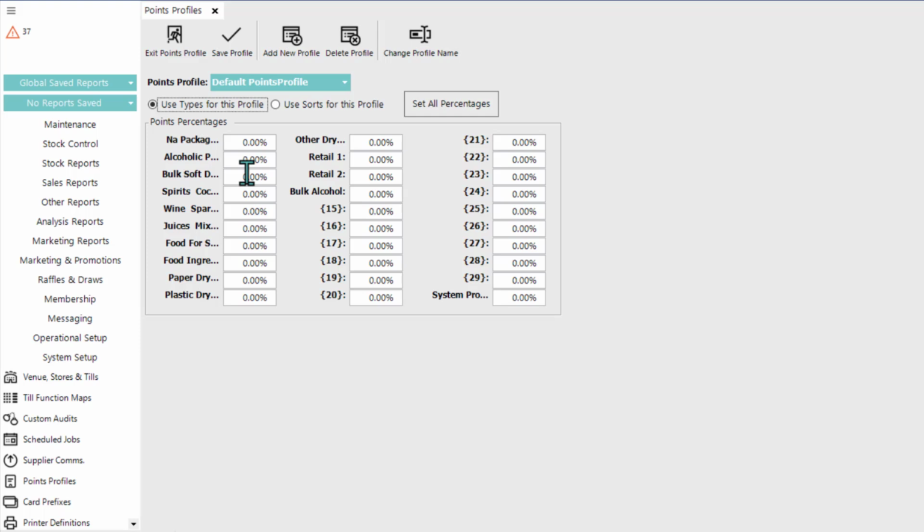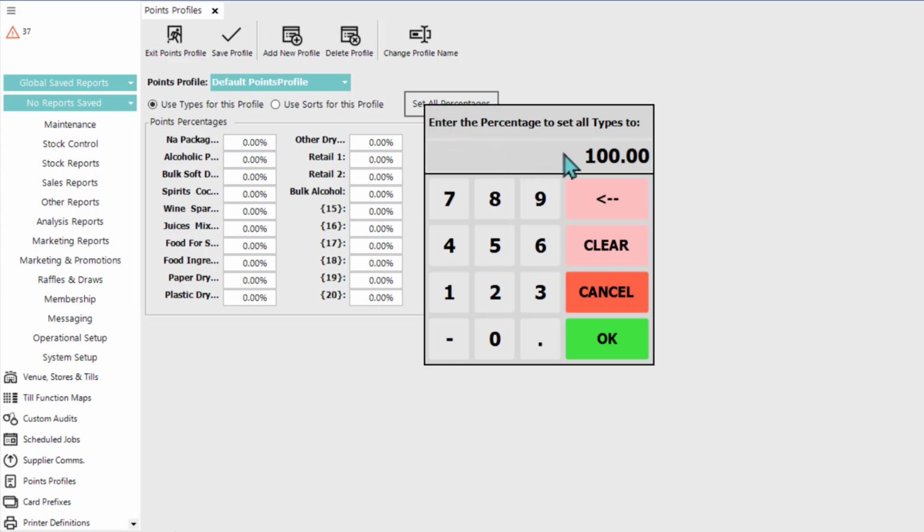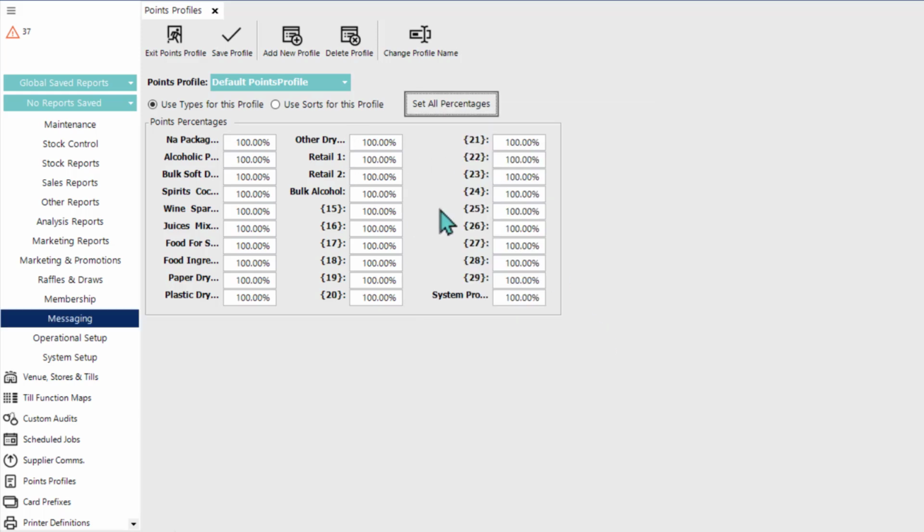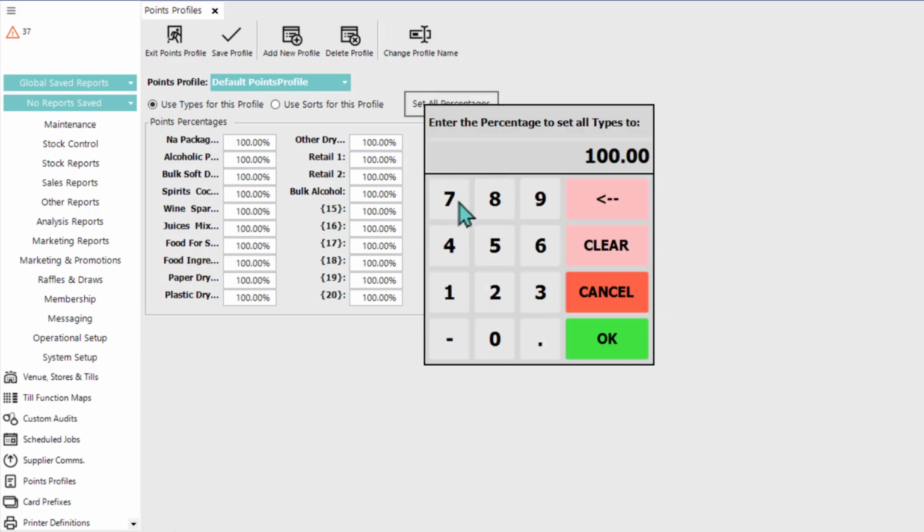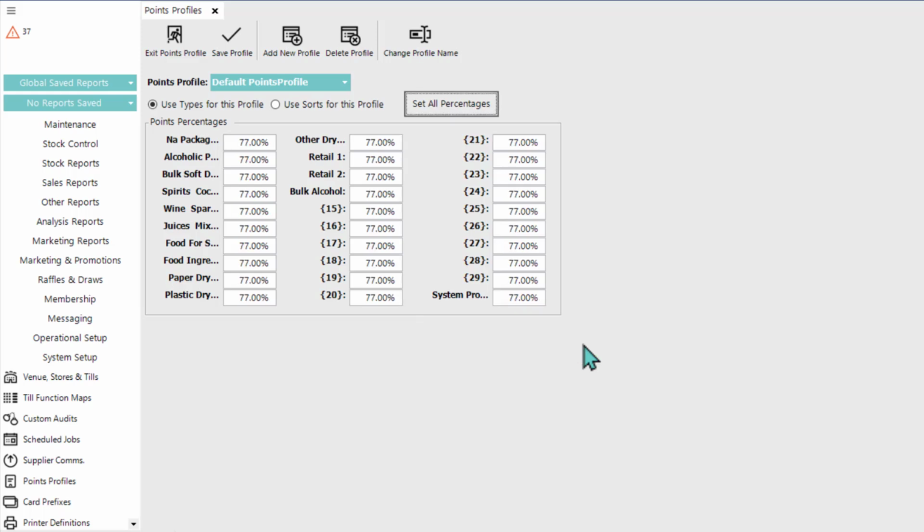But anyway, for setting these, if the majority of all the types or sorts are going to be the same, there is an easy way to do it. It's this set all percentages option here. Now by default, that will be at 100. So we'll just go with that to get started here. Very simple. Actually, I might set them all to something just to help with explaining how this works. Let's go with setting them all to 77%.